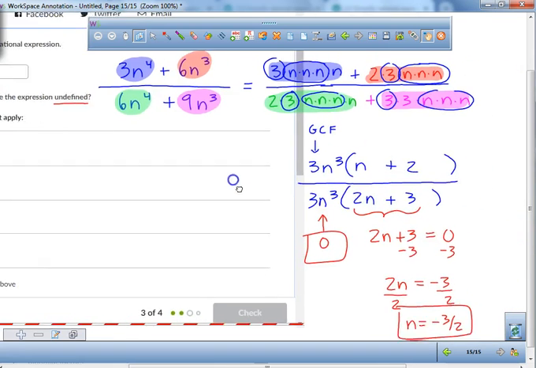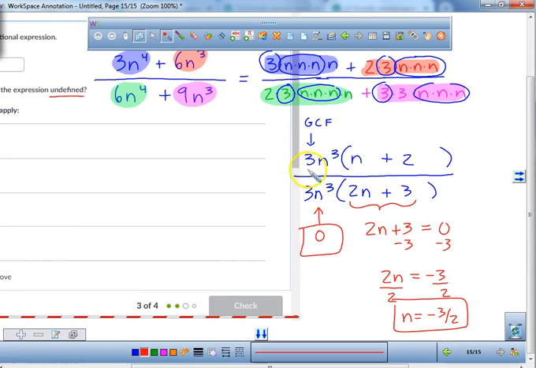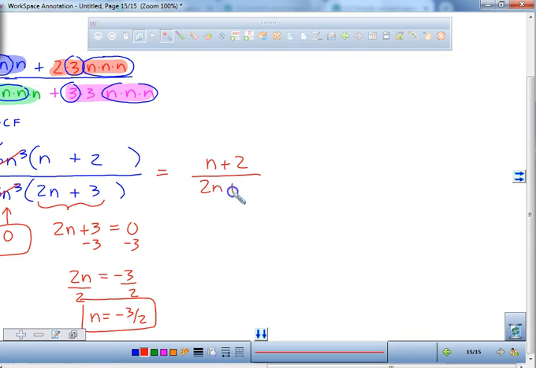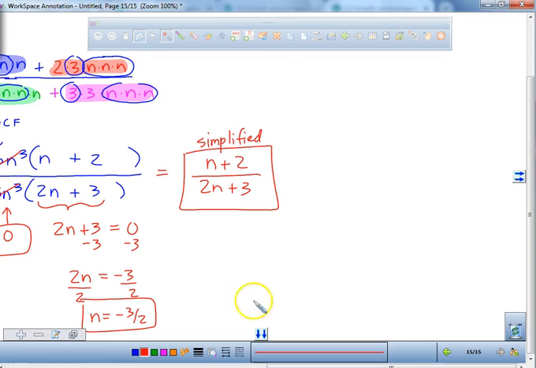What am I going to type in as my final answer? These will cancel out, and my final answer is going to be n plus 2 over 2n plus 3. That's your final simplified answer. So please write down your final simplified answer. There you go. Right there. That's your final simplified answer.